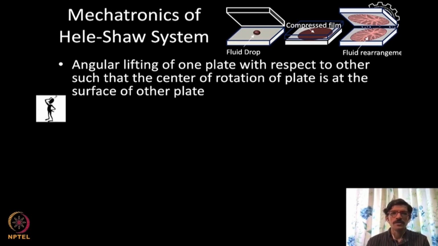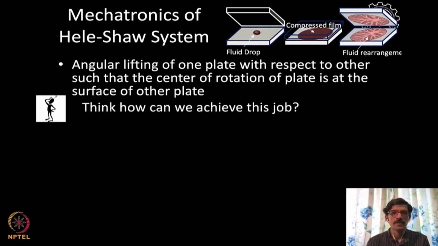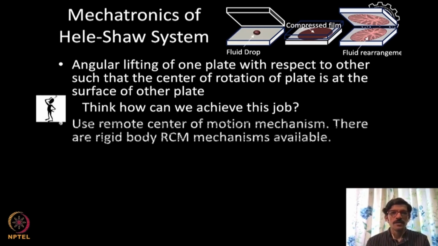So again, think about this part if you have not really thought about this before. Then what we do is use this remote center motion mechanism. There are many different remote center mechanisms available in the rigid body domain. You can check out on the website what different kinds of rigid body remote center of motion mechanisms are available, and one can employ them here for this process.